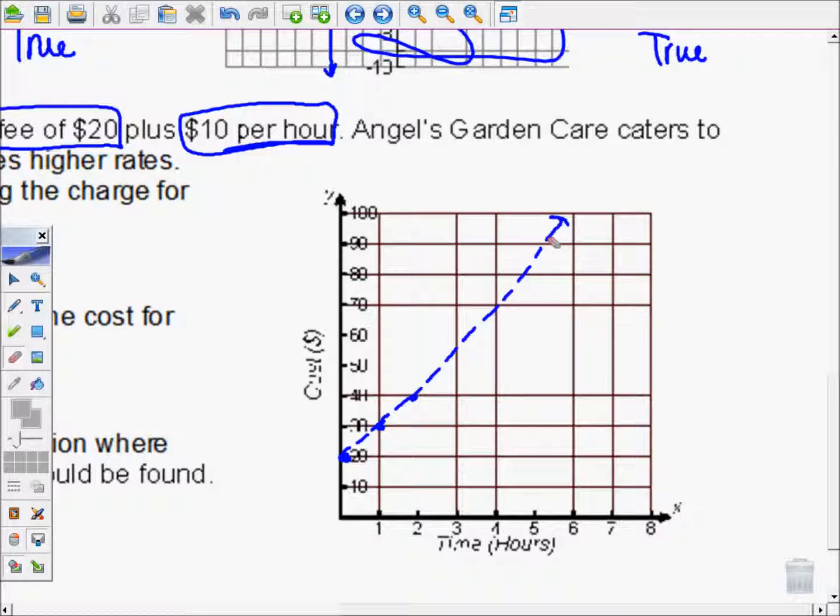Did we have to use a test point? No, because we realize there's a pattern. When it's greater than, it's usually above the line. Or if it's a vertical line, it's usually to the right of the line. Greater is where? Up top. All right, so clearly Angel thinks her work is worth a little bit more. So therefore, her value is going to be above our dear friend.